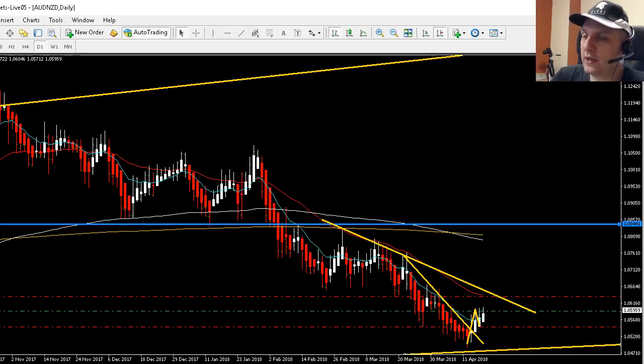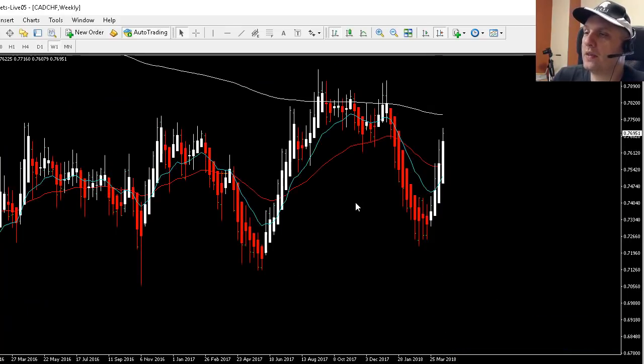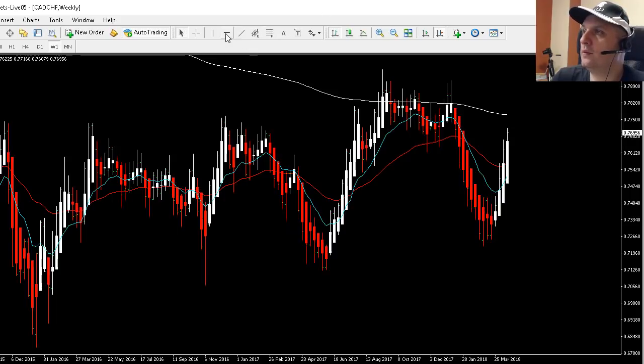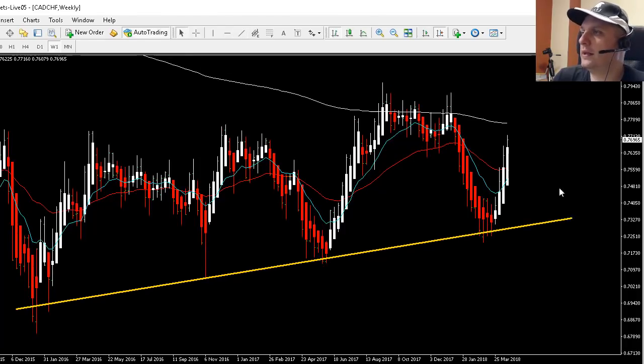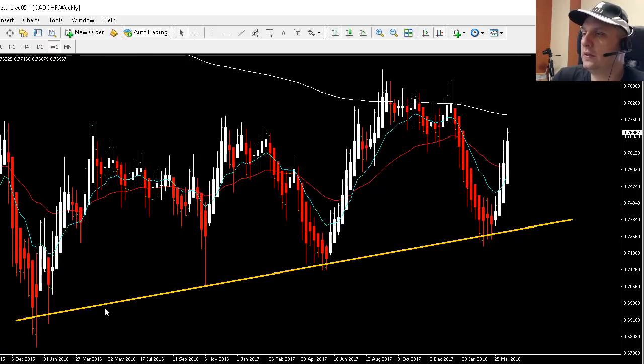That's it for this pair. I'll go quickly over the other ones. The CADCHF, the reason I'm watching this pair is very obvious. Here we go. We had already our powerful bounce again. You see the extension of this line ending up. We had a big bounce.